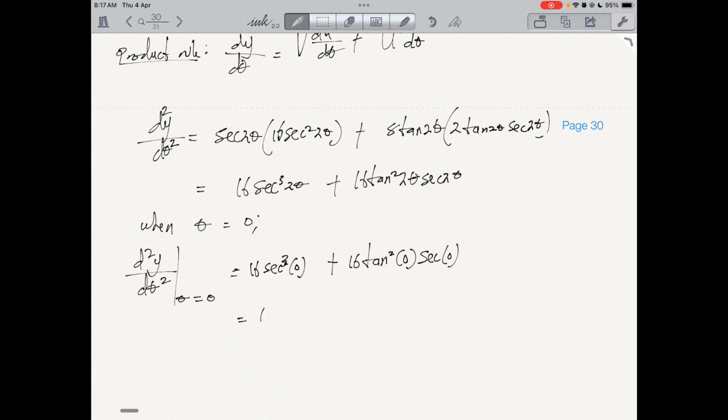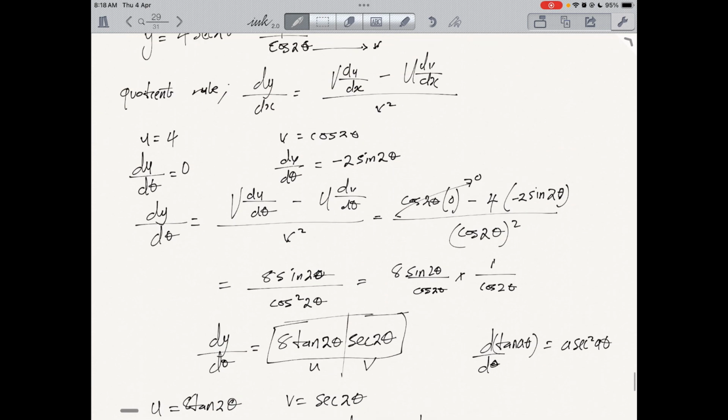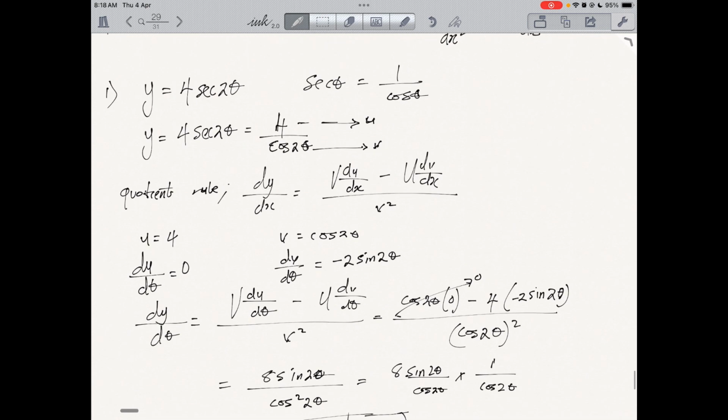Cosine of 0 is 1, so sec of 0 is 1. Tan of 0 is 0 and sec of 0 is 1. So this will give us 16 plus 0, and it will give us what? 16. Now let's go into the next question. And from the first one, we can see that we applied product rule and also quotient rule.